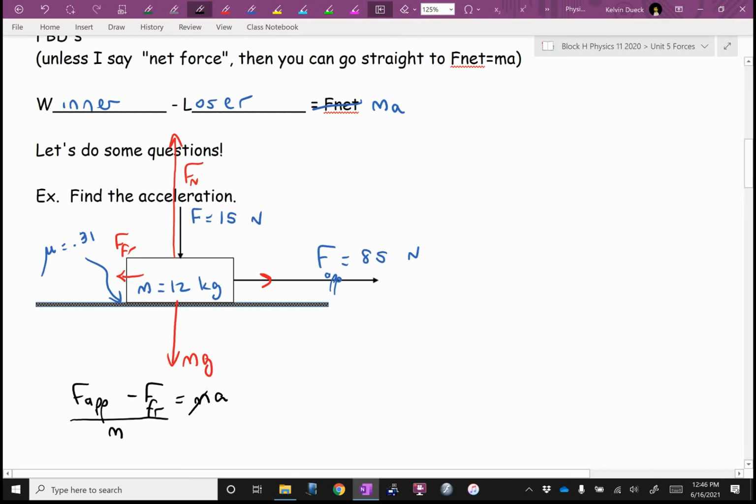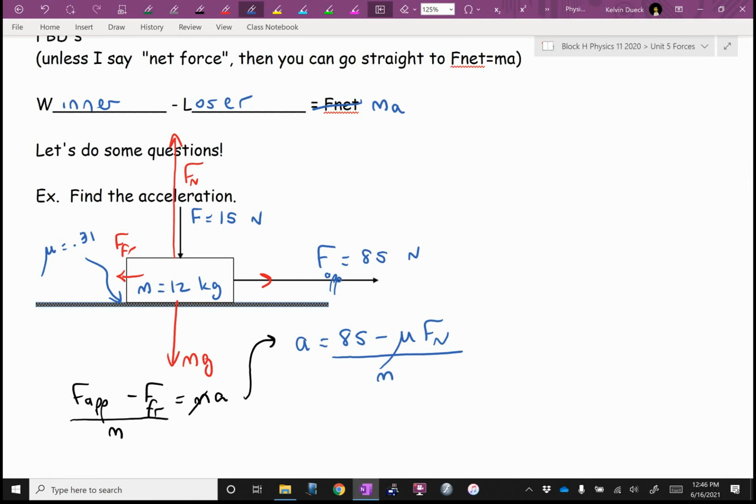Ta-da. I'm going to try and keep this all on one screen. So normally I'd work down, but I'll work sideways. A is going to be F applied 85 minus mu times the normal force all over m. I don't know the normal force, and it's not mg. Somewhere in the margin, or since I have space, I'm going to do it right here. I would now write a vertical equation. Are we sinking into the ground like quicksand? Are we flying like Superman? That means everything down has to equal everything up. What's that equation? What is everything down? There's two things.